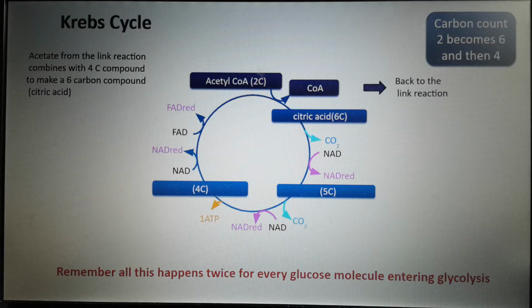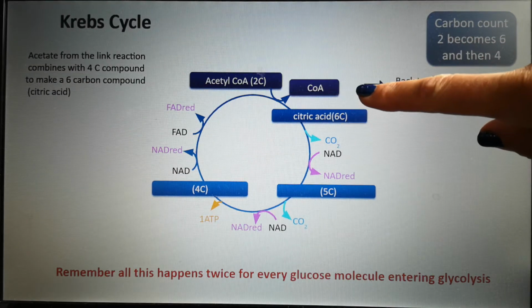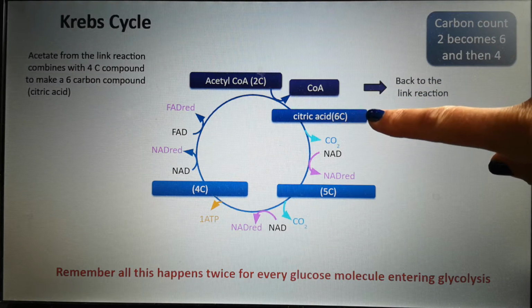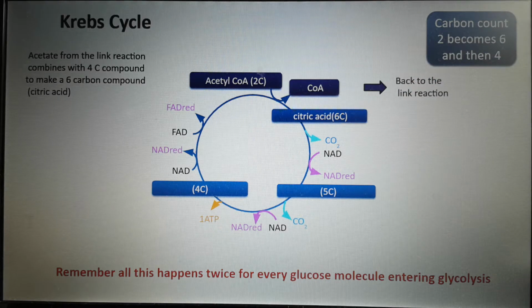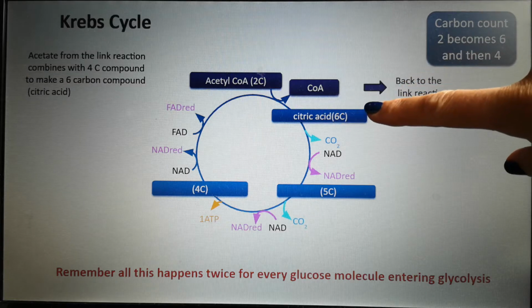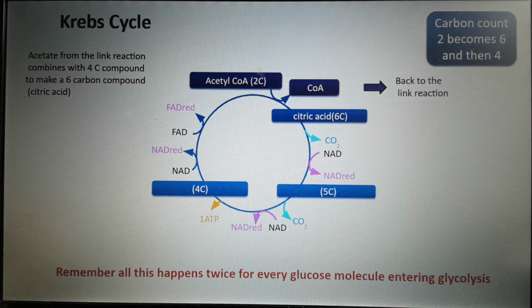So our 2-carbon acetyl compound is brought to the Krebs cycle, where it is released so it can bind with a 4-carbon compound. The 2-carbon compound and the 4-carbon compound combined produce a 6-carbon compound called citric acid. So this is why the Krebs cycle is also called the citric acid cycle. It's called the Krebs cycle because Mr. Krebs or Dr. Krebs or Professor Krebs was the first bloke that actually discovered it, but it's called the citric acid cycle because the citric acid is the first product of the cycle. That's where it all begins.